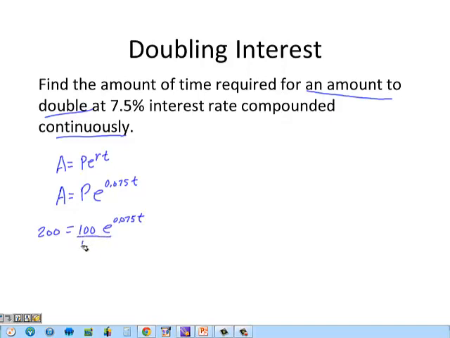Well, if you divide both sides by your P, right, dividing both sides by P, that means your ratio of A over P has to equal 2 because you double your money. So whatever you put in, you're going to get twice as much back out. So the ratio of that has to be equal to 2. So here is my little tricky shortcut. This is the shortcut here.